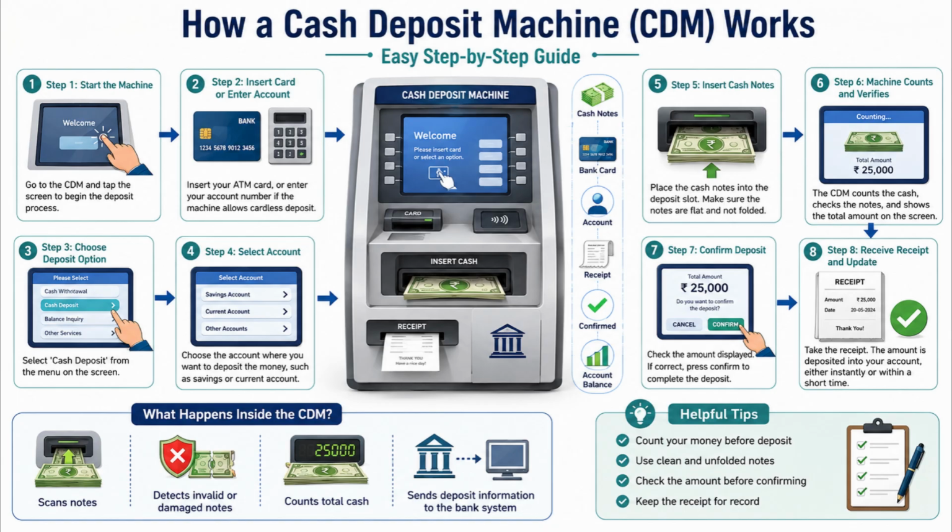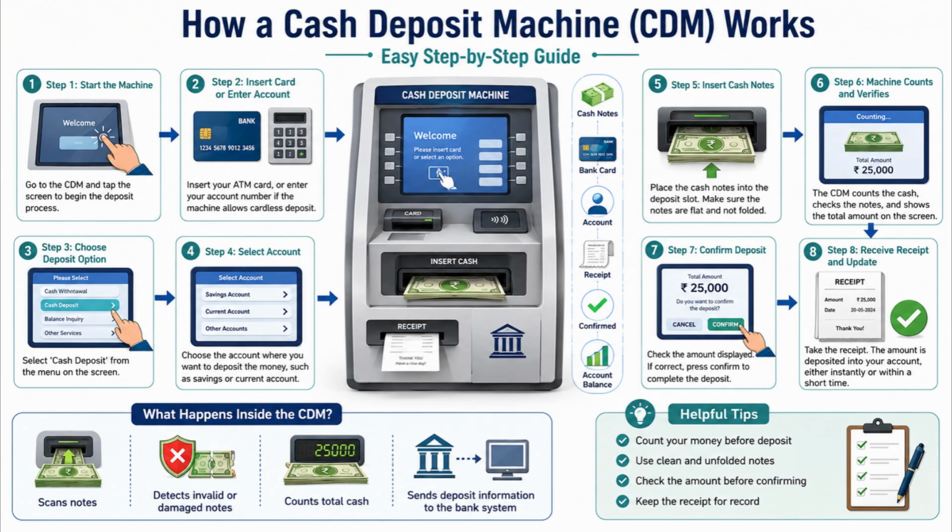Next, the customer either inserts an ATM or debit card into the machine or enters the account information if the bank provides a cardless deposit facility. As a result, the machine identifies the account that will receive the deposited funds. After that, the customer selects the cash deposit option from the list of available banking services. This tells the machine that the user intends to deposit money rather than perform another transaction, such as cash withdrawal or balance inquiry.